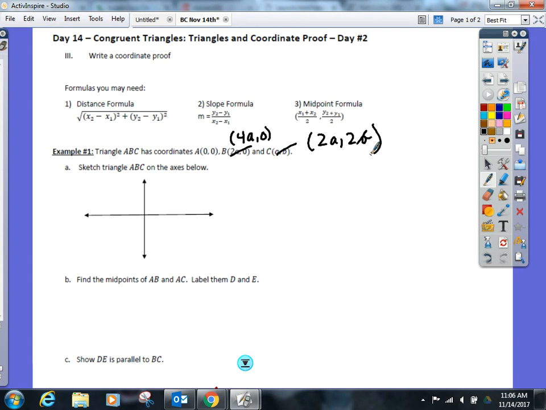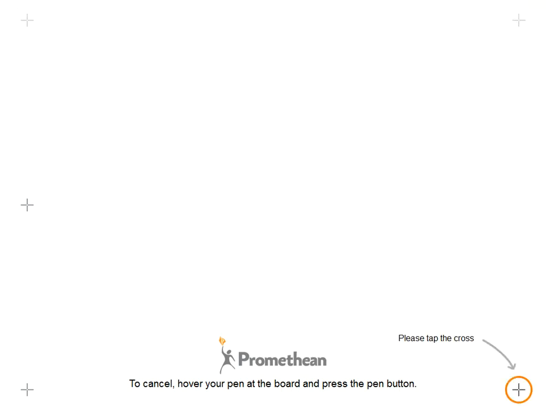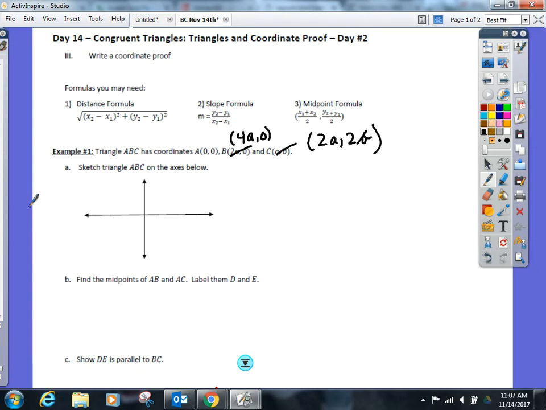So point B, 4A, 0. Point C, 2A, 2B. Okay, we all have a graph. 4A, 0 should be on your x-axis somewhere, and then 2A, 2B should be halfway in between A and B. Because it is 2A, and 4A is halfway in between.